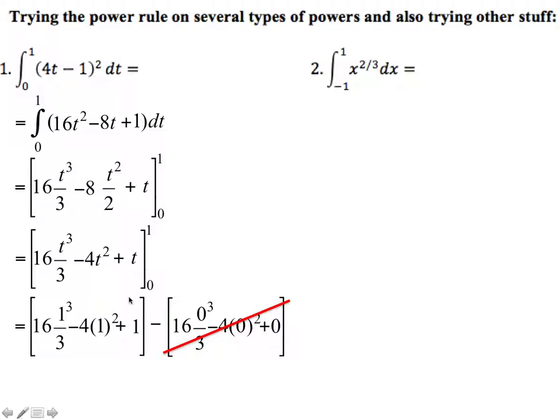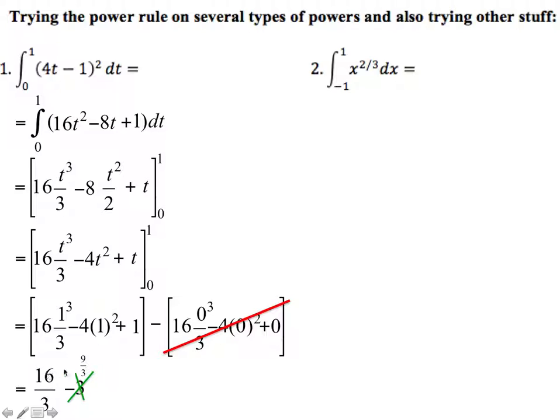And so evaluating this, this is where we have to kind of get good at fractions. And so I'm going to give you some strategies for that right now. So 16 times 1 cubed is 16, so this ends up being 16 over 3. And this ends up being minus 4 and plus 1, and that makes minus 3. So I have to take 16 thirds and subtract 3. So the 3 I'm not going to think of as a whole number. I'm going to think of it as 9 over 3. That way the denominators match.